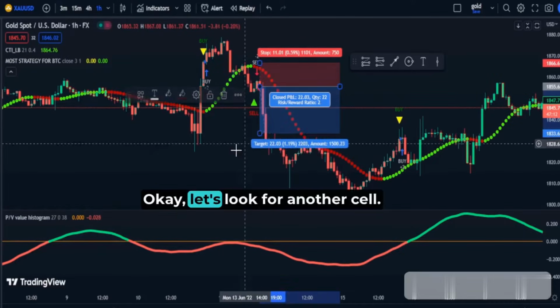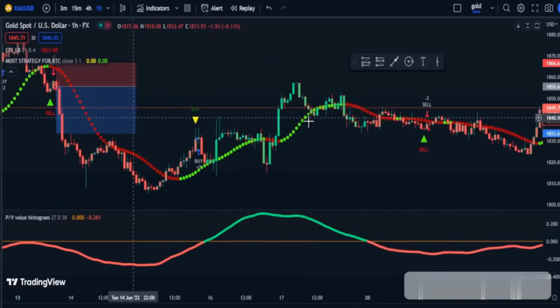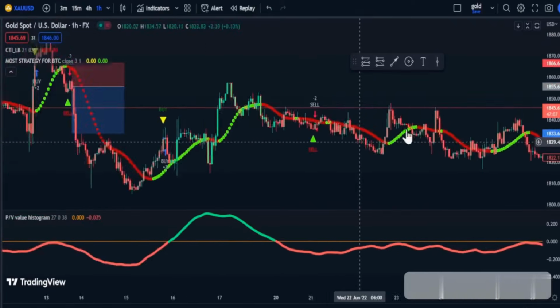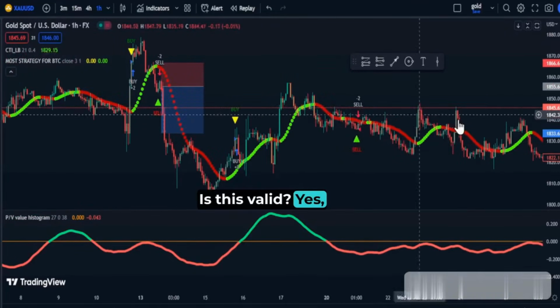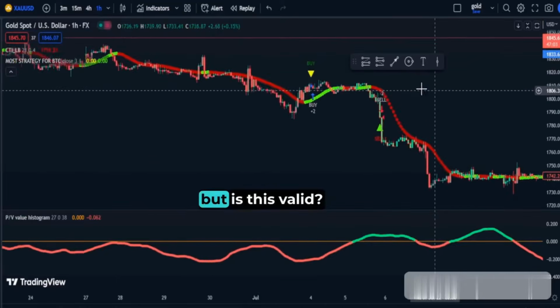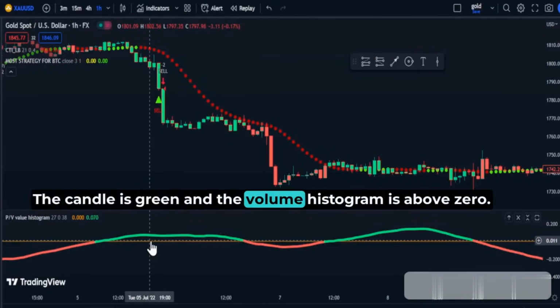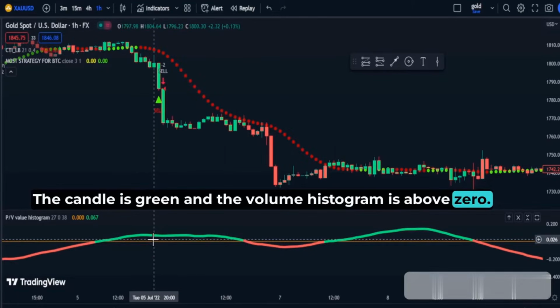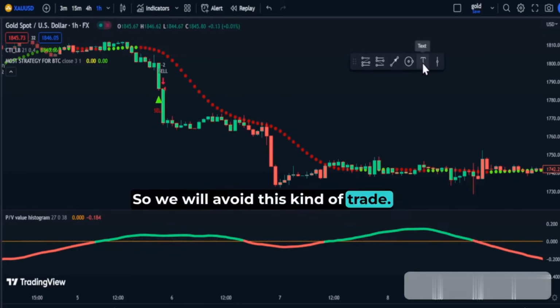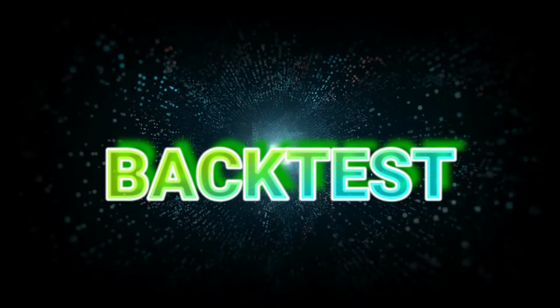Okay. Let's look for another sell. Is this valid? Yes. But is this valid? The candle is green and the volume histogram is above 0. So we will avoid this kind of trade. Now, you have basic info on how to trade. Let's practice the strategy for 51 trades.